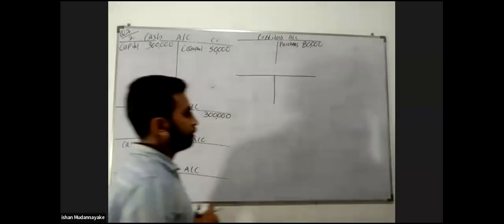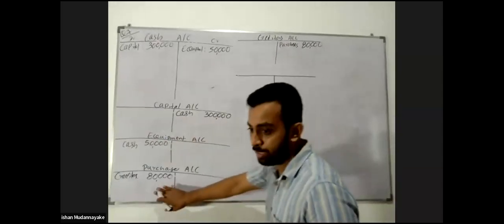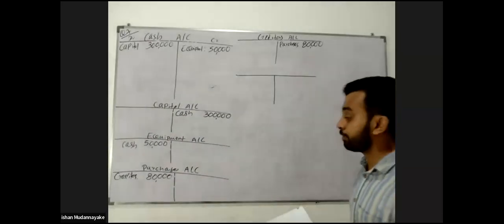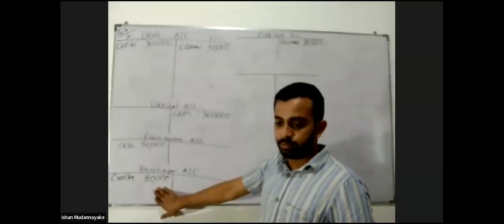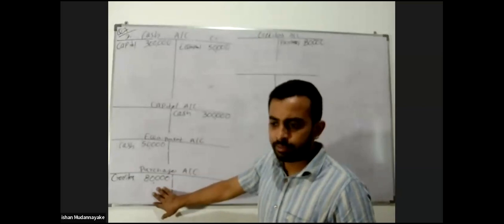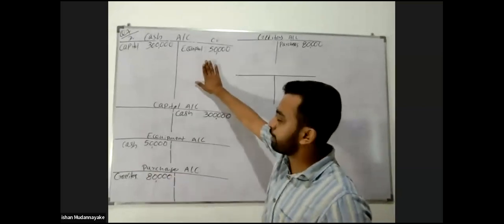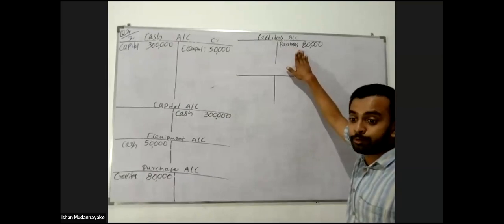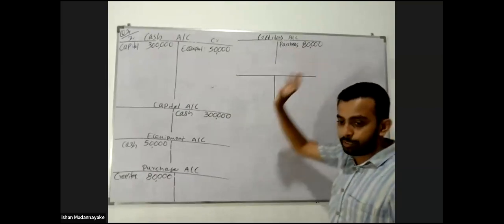Creditors. Then purchase account debit, creditors account credit 80,000. If you purchase on a cash basis, cash book credit, purchase account debit. But here you can't credit the cash account. Then we have creditors account credit. You agreed to pay this amount later. Creditors account credit 80,000.